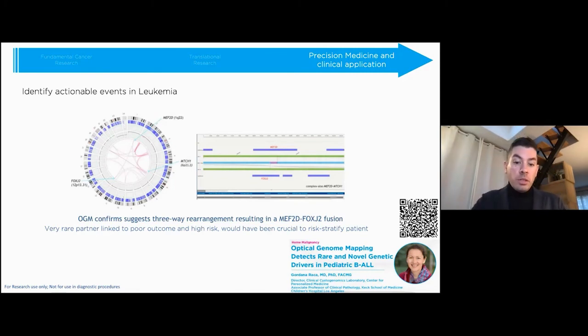And this fusion was confirmed by RNA-seq. And the clinical significance is that MEF2D fusions are associated with high-risk disease and very poor outcome, explaining the aggressive cancer in this patient. And that information would have been crucial to risk stratify this patient.